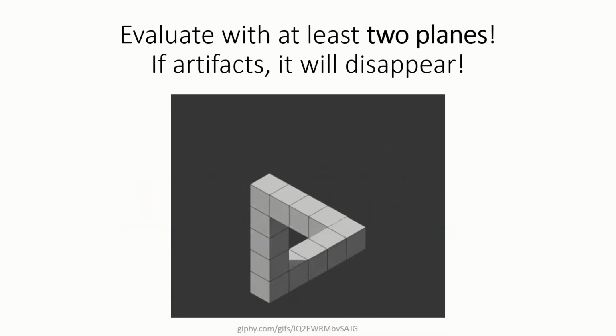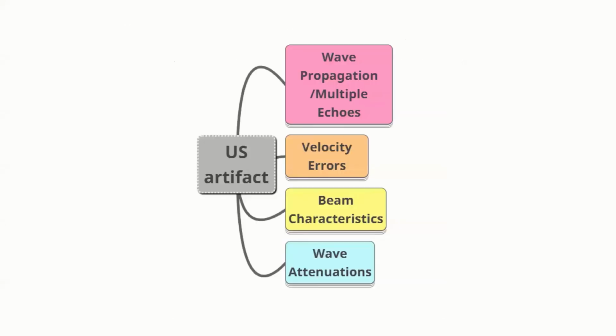So it's pretty important to evaluate with at least two planes. If it's an artifact, then most likely it will disappear. I will quickly review the main artifacts, then go to the summary and finish. As I mentioned, ultrasound artifacts are divided into four main categories. First, wave propagation or multiple echoes. Second, velocity errors. Third, beam characteristics. And the last one, wave attenuation.